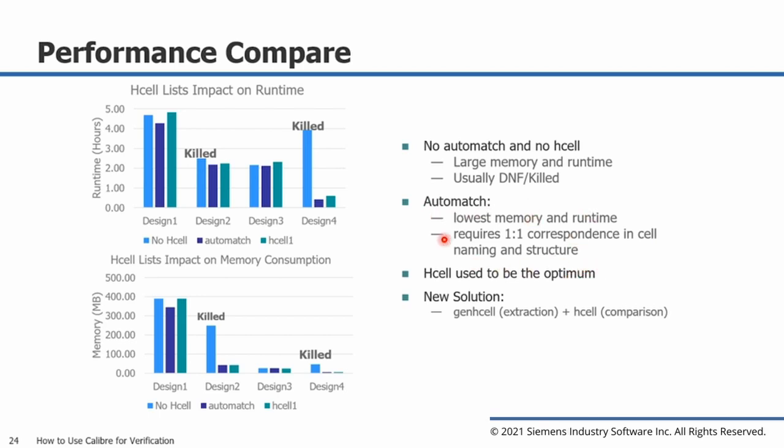This is the first step. If you have no idea how to build your own hash cell list, maybe you can start off with auto match and build all from there on. For the hash cell list to be optimum, you have to build your own. And the new solution here is you use gen hcell list plus your hash cell.